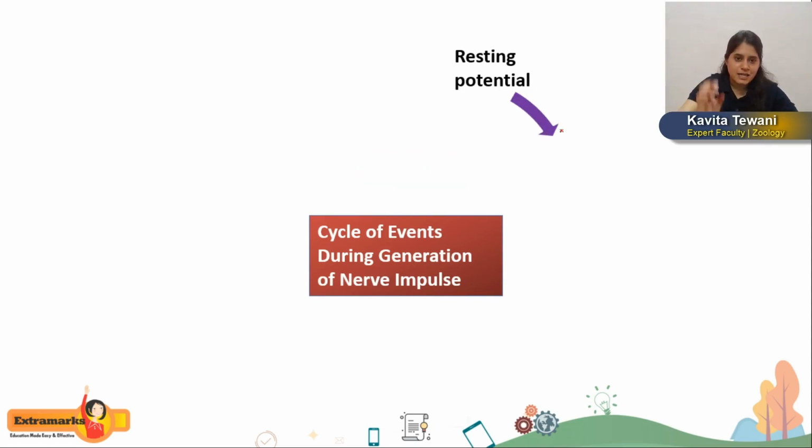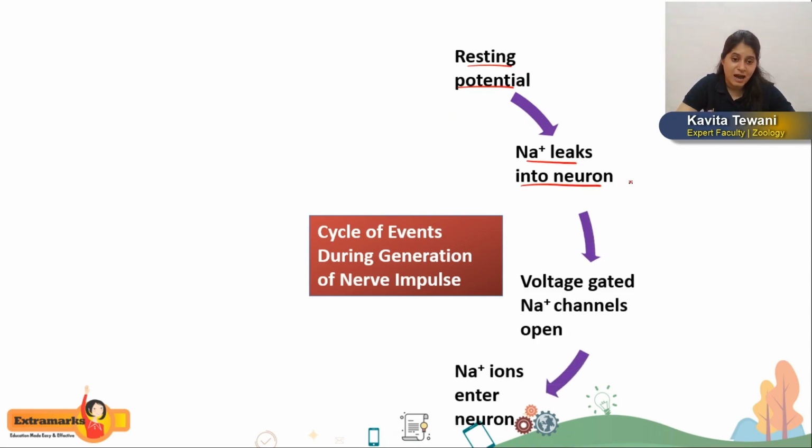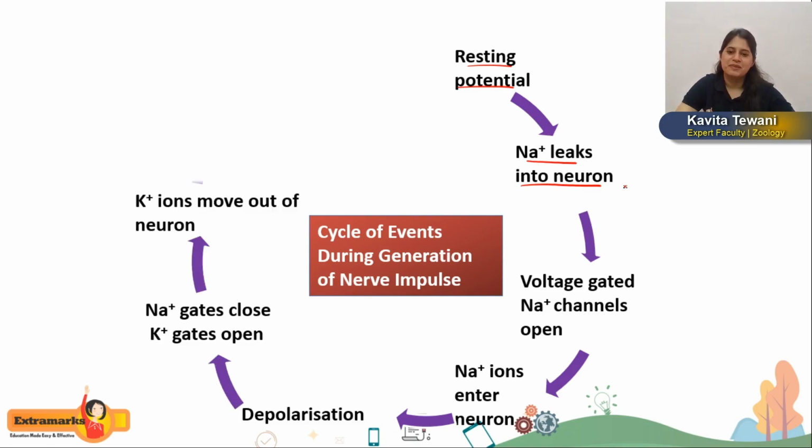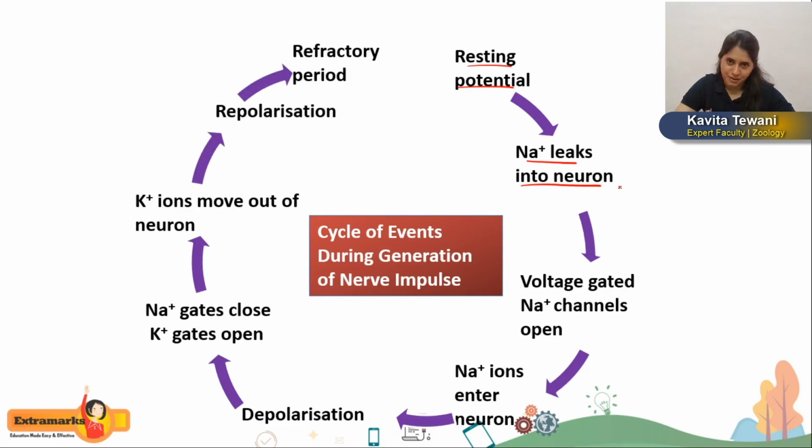So these are the steps. Resting potential, then Na plus leakage happened. Let the flowchart get completed, because we are not able to follow this right now. Yes, now it's done, and let me explain this.